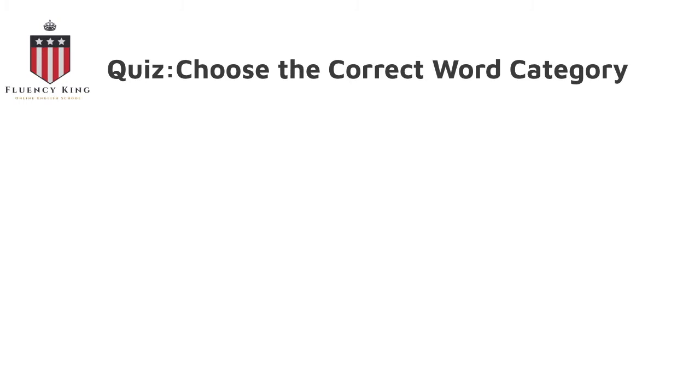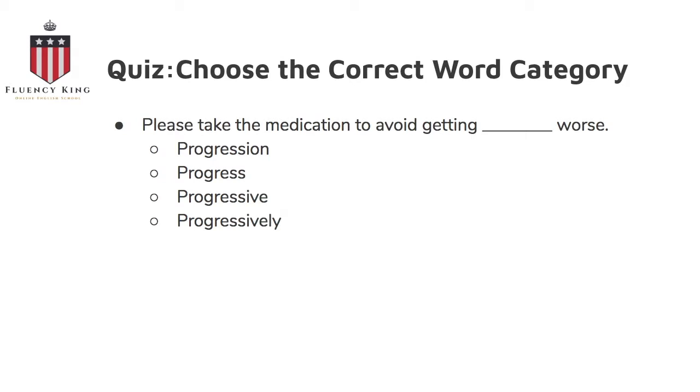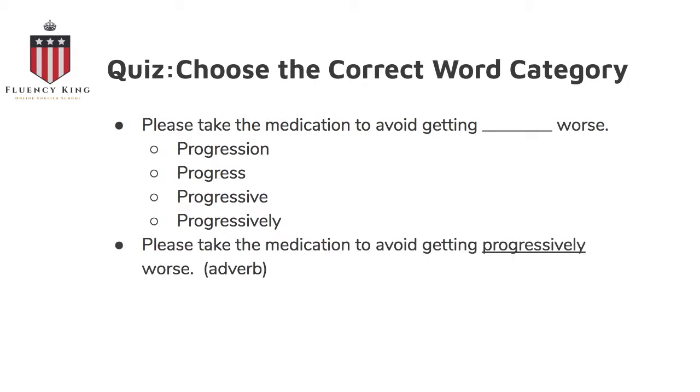Great. Next line. Please take the medication to avoid getting blank worse. Would it be progression, progress, progressive, progressively? This would be the adverb form. Words like better, worse are adjectives. Please take the medication to avoid getting progressively worse.